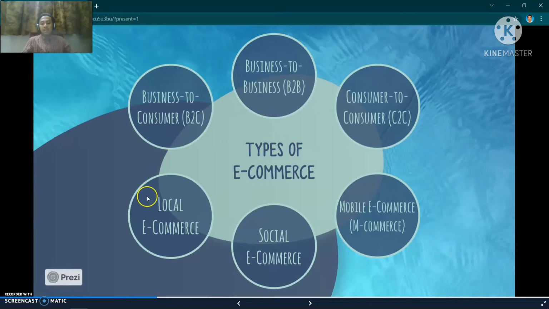Finally is local e-commerce. Local e-commerce, just like its name, is local. It's a form of e-commerce that is focused on engaging the consumer based on their current geographic location. So it only focuses on consumers based on current geographic location.